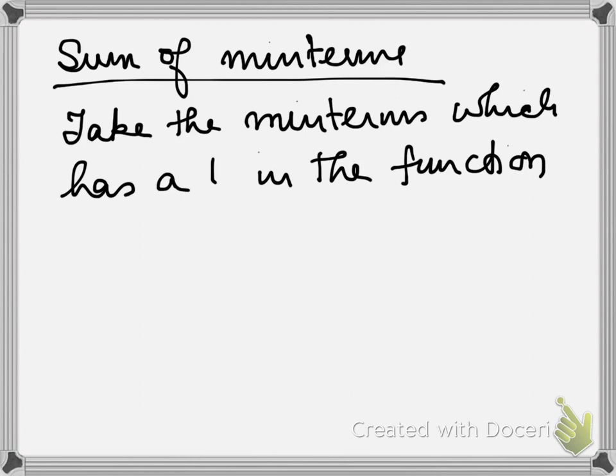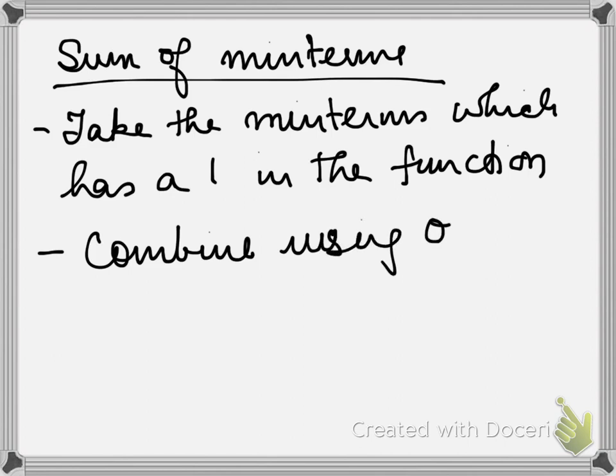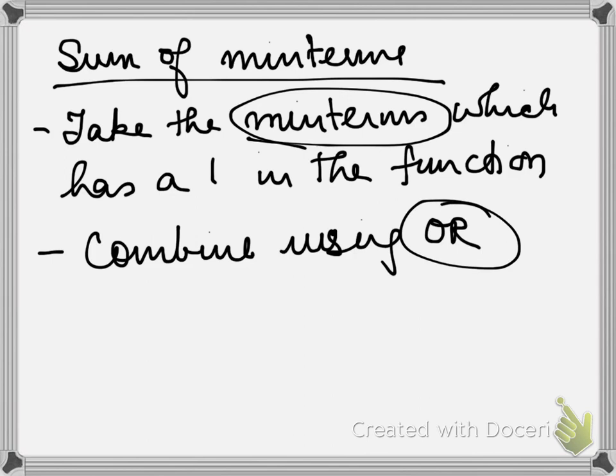Okay, so you take those mean terms, then you combine them using the OR operator. That is why it's called, first we take the mean terms and then we combine them using OR. OR is nothing but the sum. So it is the sum of mean terms. So let's see for function f1.